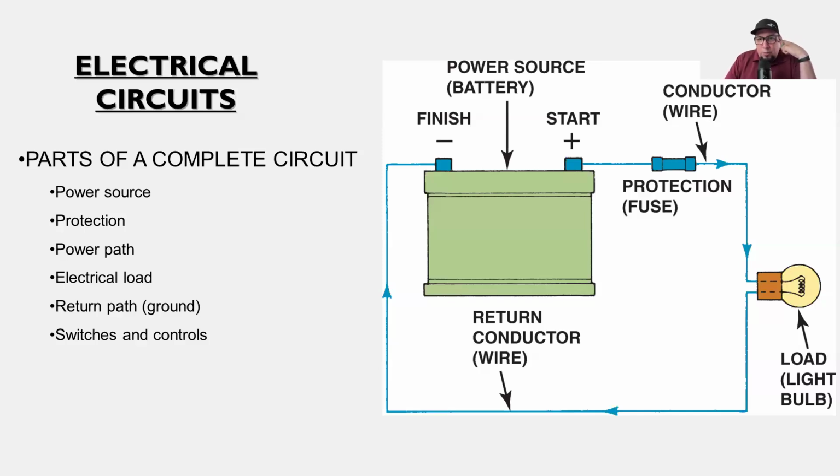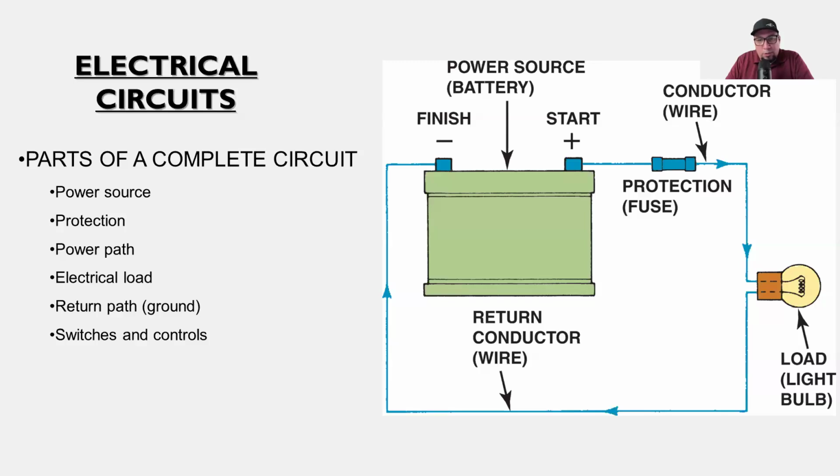So we have our starting point, we have our fuse, then we have the bulb, which in this case is the electrical load. Then we have the path that flows all the way back and around to the finishing point, which is our negative terminal on the battery. That is our ground circuit, ground side. So everything listed here, we have a power source, we have protection, we have power path, a return path to ground, and we have electrical load.